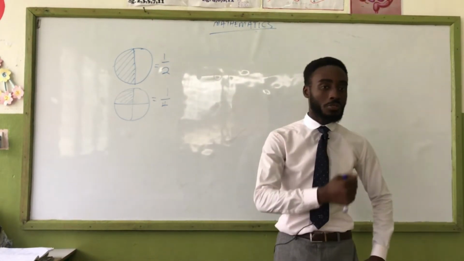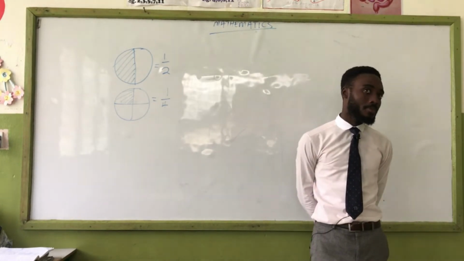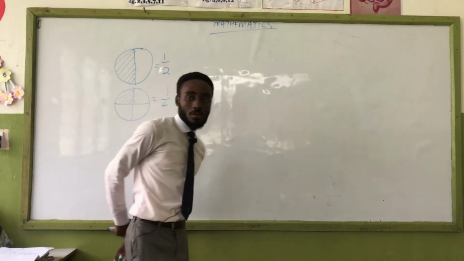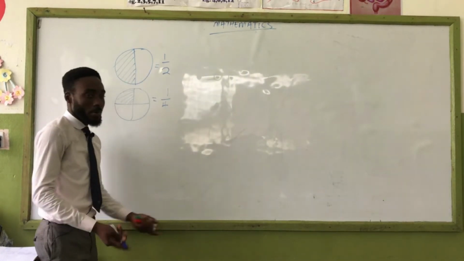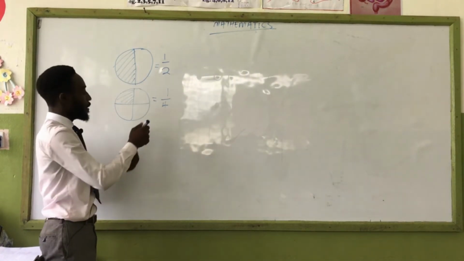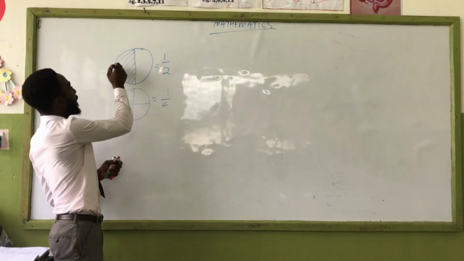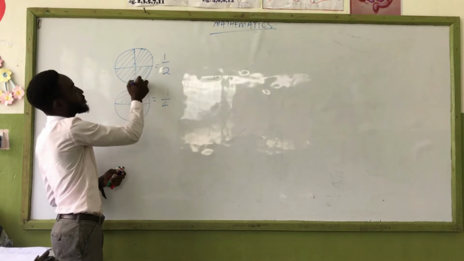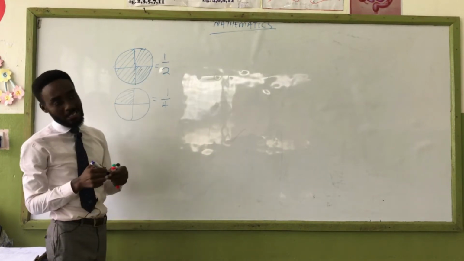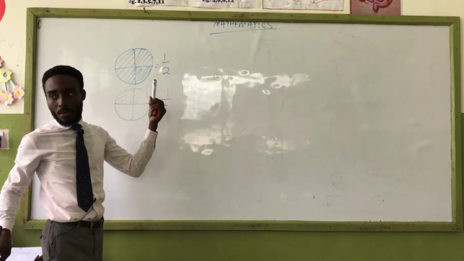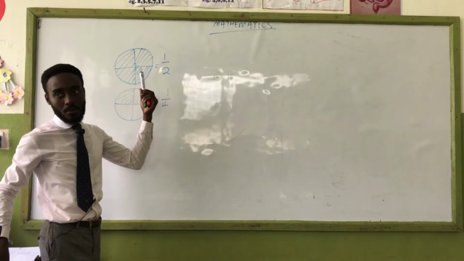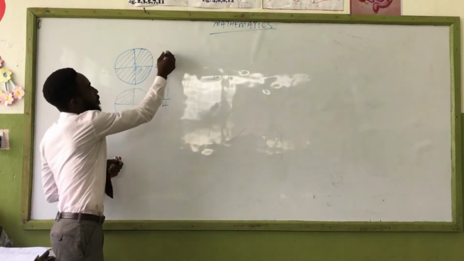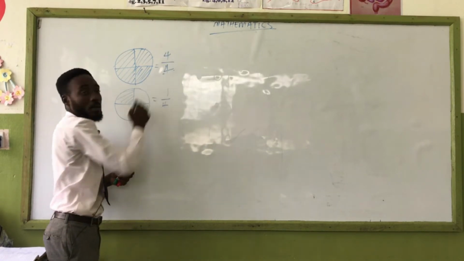There are days you could go to, let's say, a party, or you went to the food joint, and then you ate everything. Let's say you took everything. In this case, what's the fraction going to be? What's the fraction shaded? 4 out of 4. You got 4 out of what?